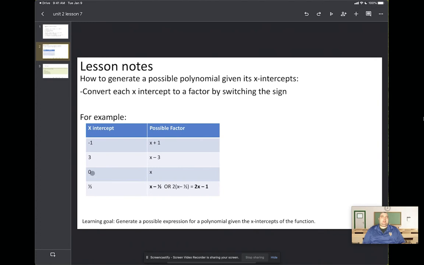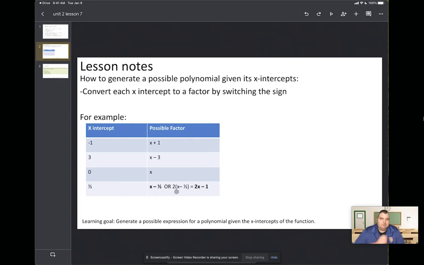Same thing if the x-intercept is 0, only difference is there's no such thing as positive and negative 0. So if you have an x-intercept of 0, then the factor corresponding to that would just be x. The one that's kind of tricky is when I have an x-intercept that's a fraction. If I have a fraction, I can use that switching the sign trick. So if I have an x-intercept of 1/2, I can make it x minus 1/2.